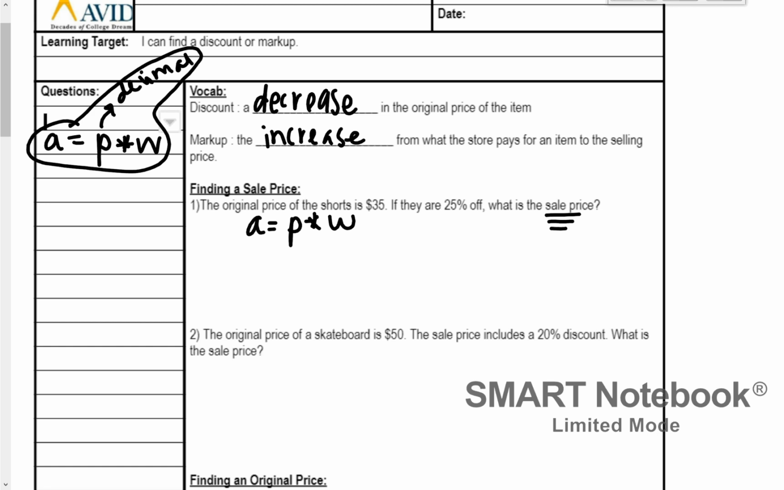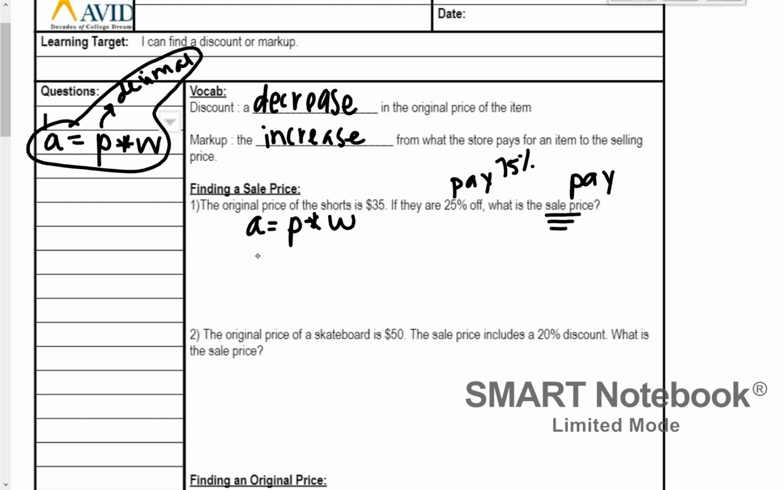They're 25% off, so we need to make this percent match. If this is what we are paying, we need the percent to be what we're paying, not how much we're getting off of what we're paying. So if we're getting 25% off, and percent is out of 100, that means we're paying 75%. We need to make sure those labels match. If it's asking for the price we pay, we need to make sure we use the percent that we pay.